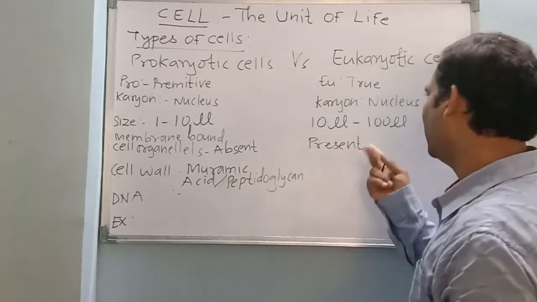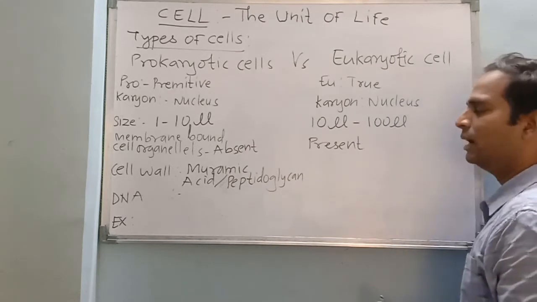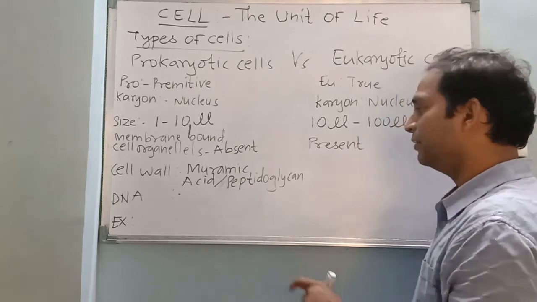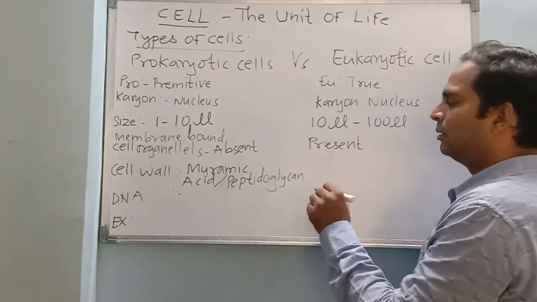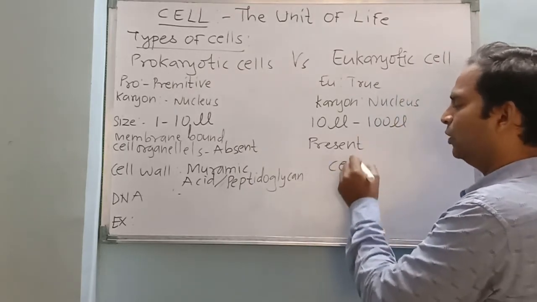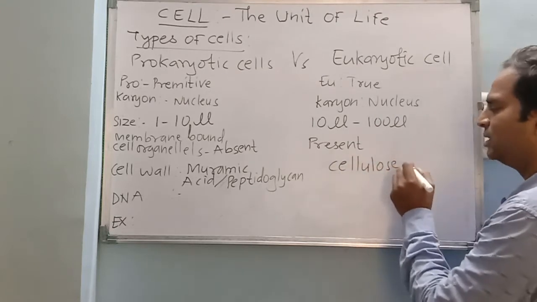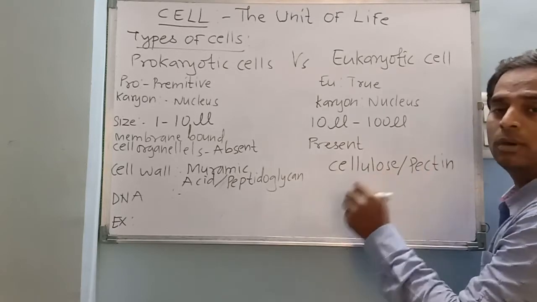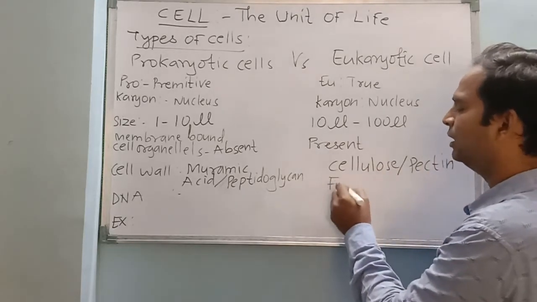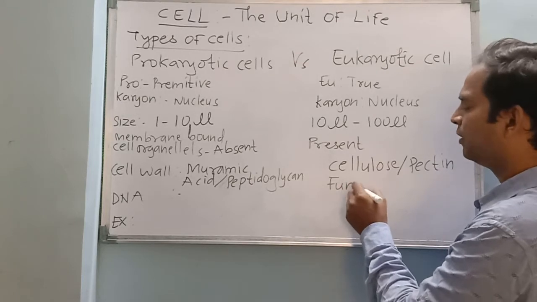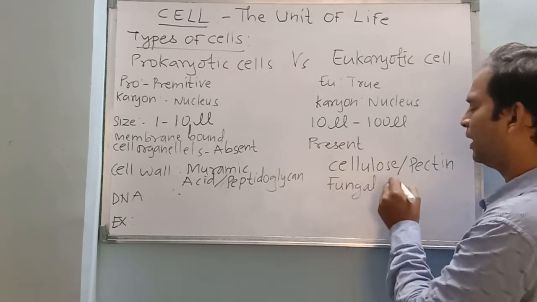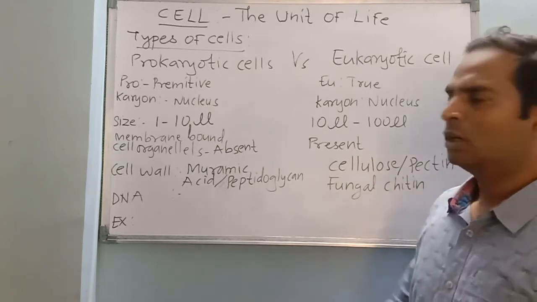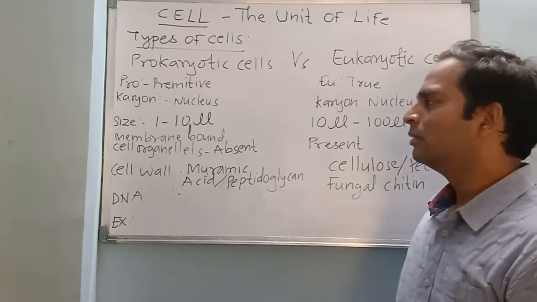But when it comes to eukaryotic cell, the cell wall is present in plant cells and it is present in fungi. When we say it is in plant cell, it may be made up of cellulose, hemicellulose, or pectin. When you talk about fungi, then the cell wall is made up of fungal chitin. So this was difference number 4.